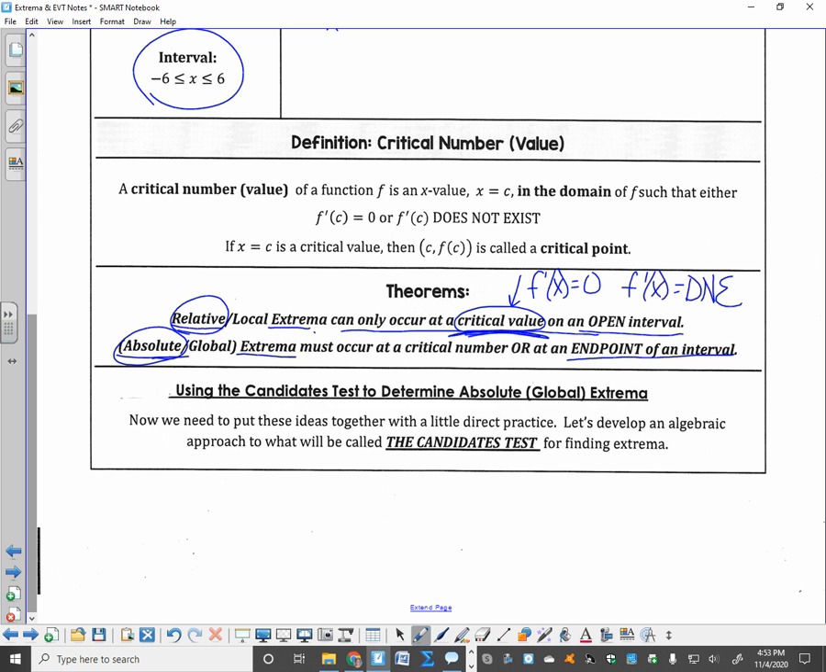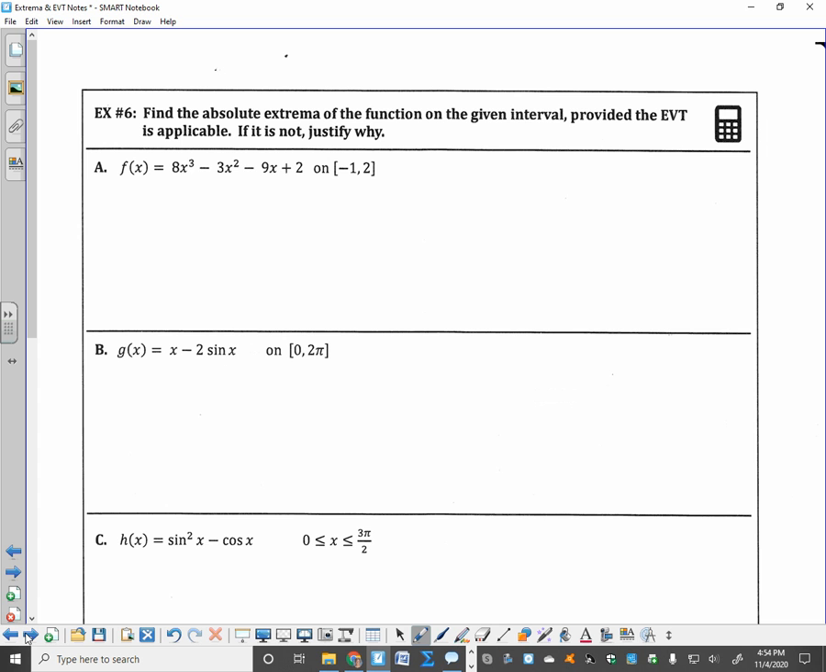Now we need to put these ideas together with a little direct practice. Let's develop an algebraic approach to what will be called the candidates test for finding extrema. Okay, hang with me, guys. We only have 5 more examples. This is kind of where hopefully it all comes together.